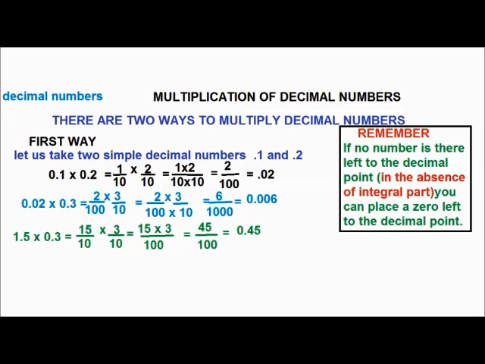And one other example, 1.5 into 0.3. So 15 by 10 into 3 by 10. 15 into 3 becomes 45 by 100, that is 0.45.